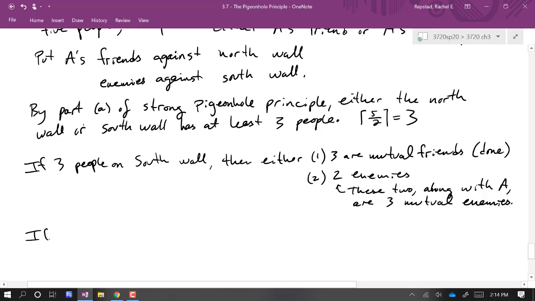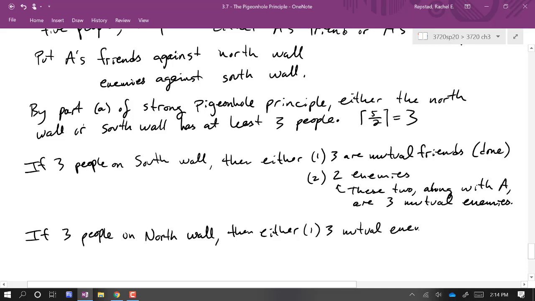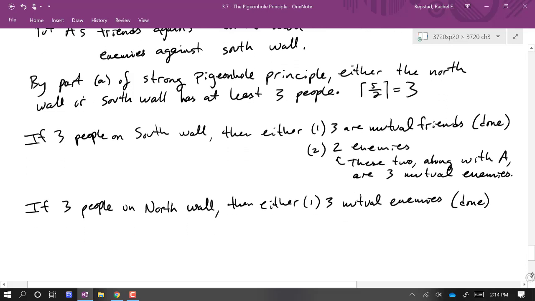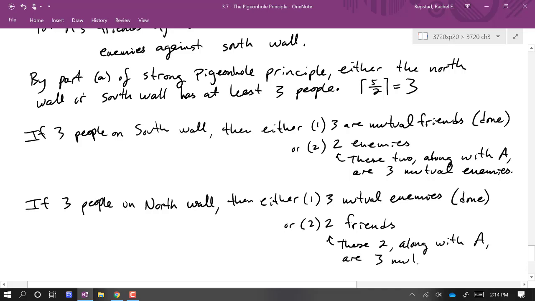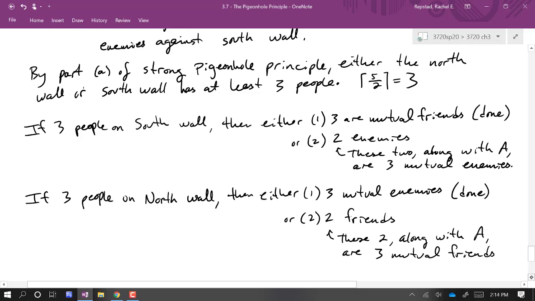If there are three people on the north wall, then one of the following has to be true. Either there are three mutual enemies, in which case we're done, or there are two friends. And in that case, these two people, along with person A, are three mutual friends. And there we have it.